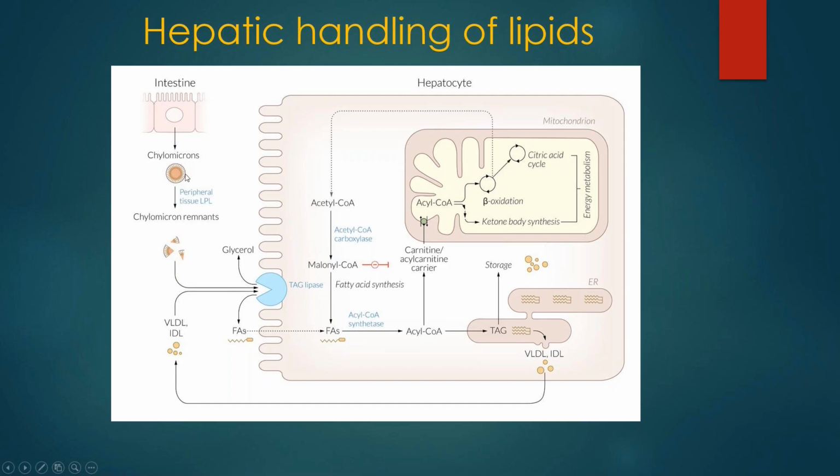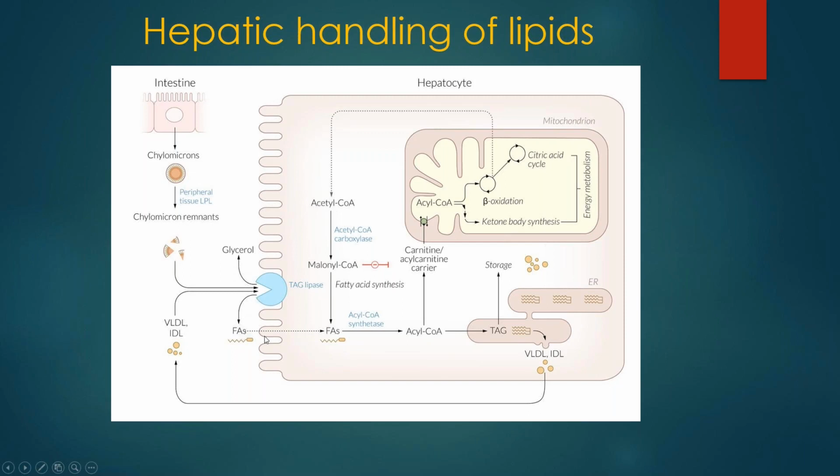After the chylomicrons are packed by the intestinal cells, they go to the hepatocyte, where hepatocytes possess an enzyme known as TAG lipase. They are called lipases because these are enzymes which break down lipids into smaller lipids. So chylomicron remnants are broken down into glycerol and fatty acids. They are basically TAGs which are broken down into fatty acids and glycerol.